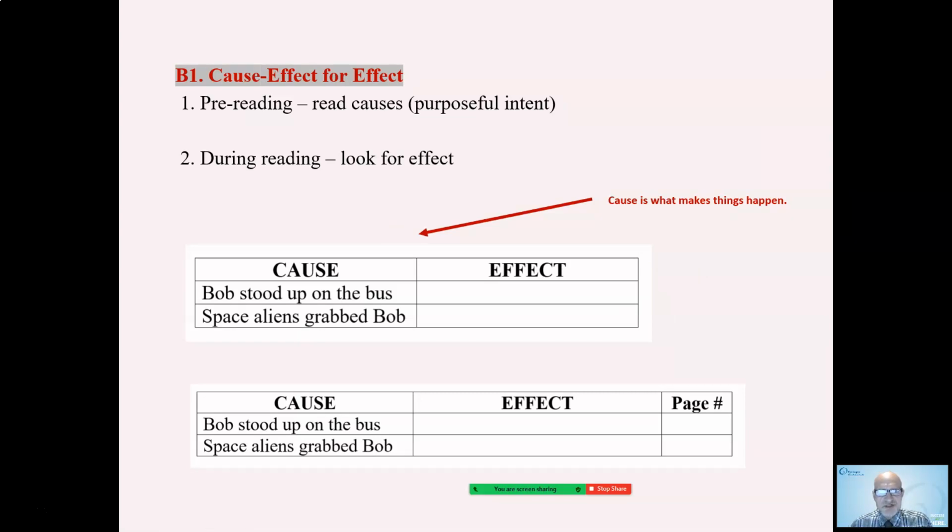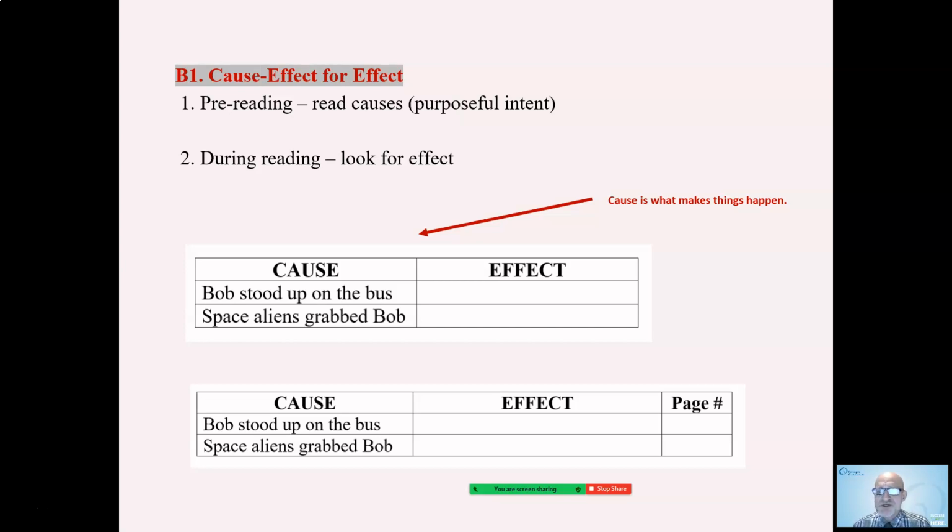Cause effect as a pre-reading. Cause effect, looking just for effect. And cause effect is another common standard in many state standards and Common Core State Standards.